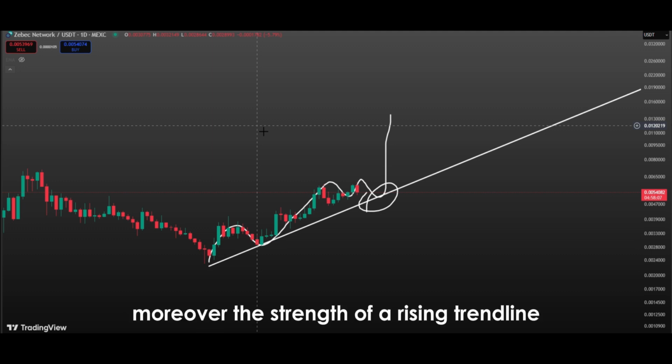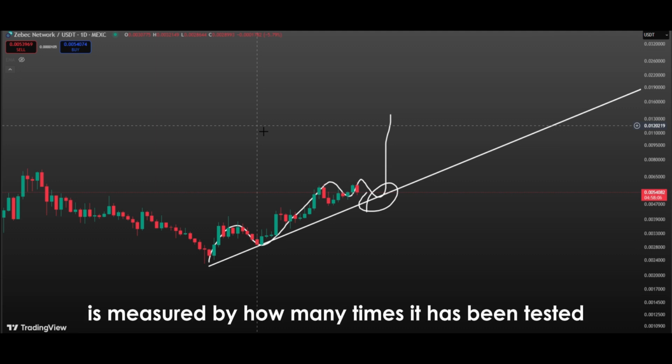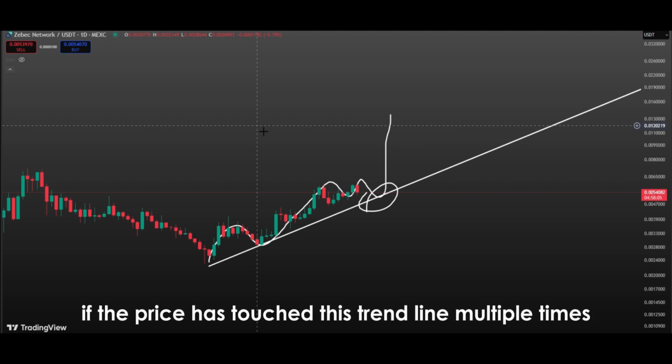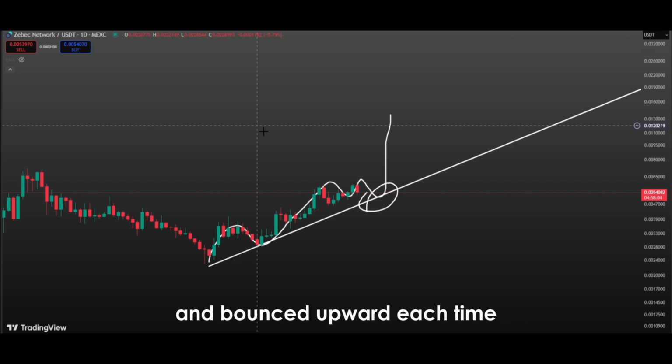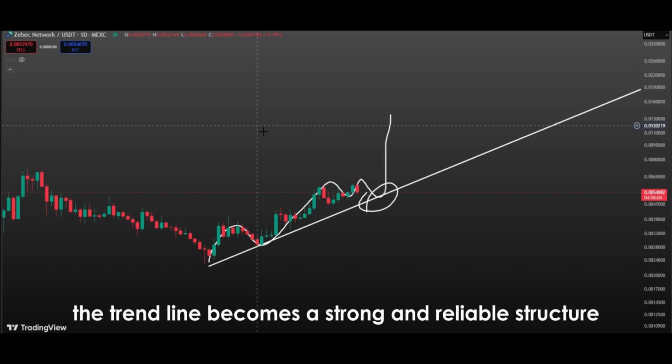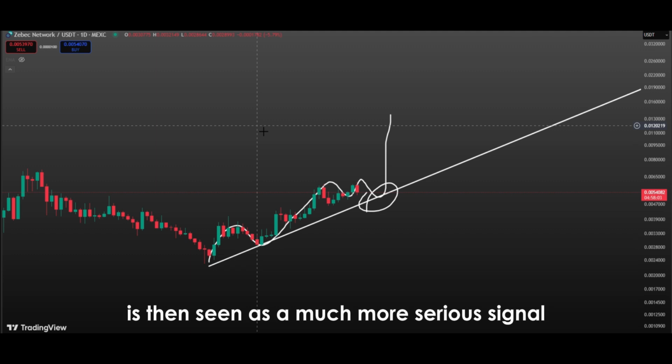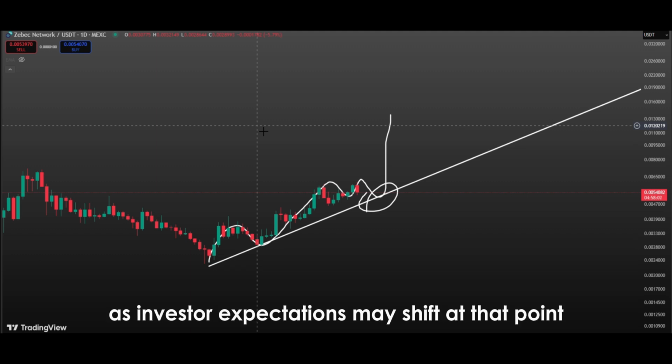Moreover, the strength of a rising trend line is measured by how many times it has been tested and how the price has reacted after each test. If the price has touched this trend line multiple times and bounced upward each time, the trend line becomes a strong and reliable structure. A break of this line is then seen as a much more serious signal, as investor expectations may shift at that point.